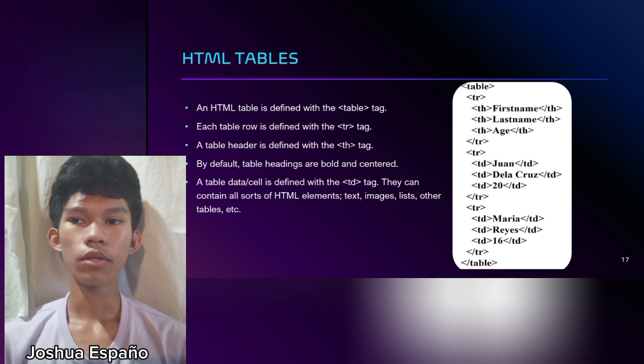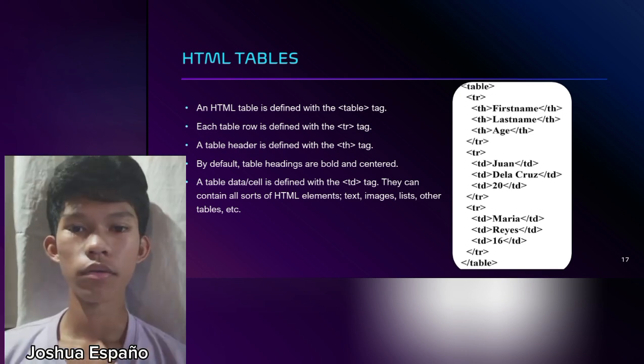A table data cell is defined with the td tag. They can contain all sorts of HTML elements: text, images, lists, other tables, etc.